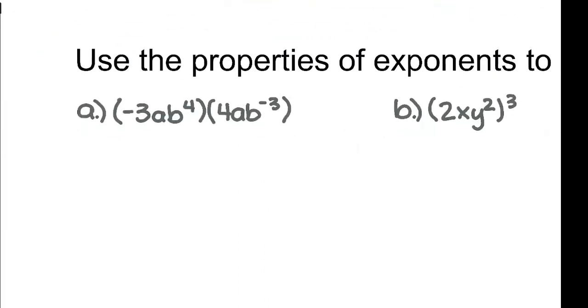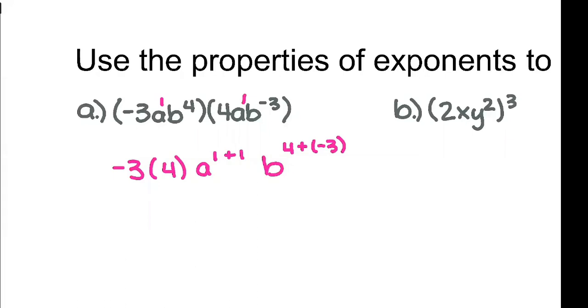We're going to start with example A here. We're just using the properties of exponents to simplify these expressions. So for A, we have negative 3ab to the 4th power times 4ab to the negative 3rd power. With this, you are going to multiply your coefficients, so that negative 3 gets multiplied by the 4. You then have a to the 1st plus 1st, since they're both to the 1st power. And then your b's get multiplied by each other, so that's the 4th power plus the negative 3rd power.